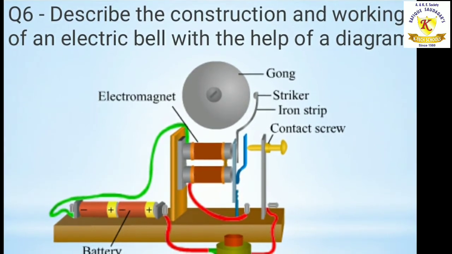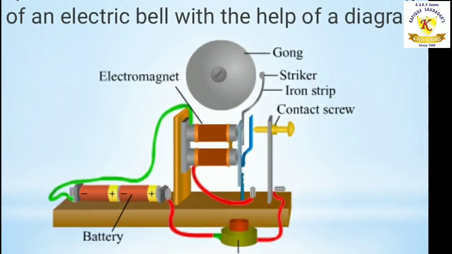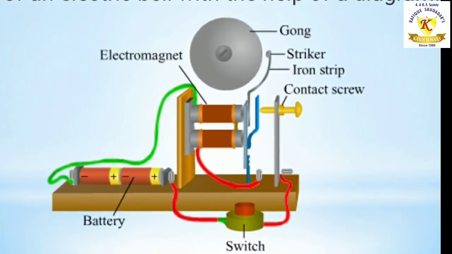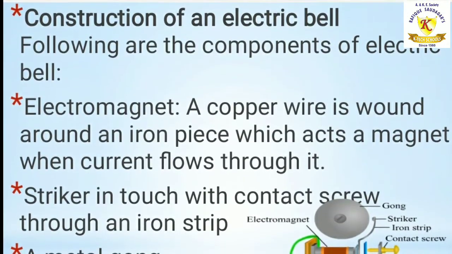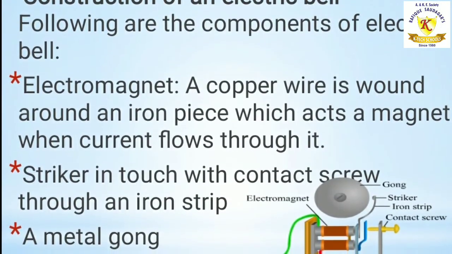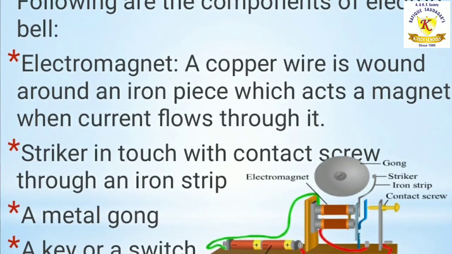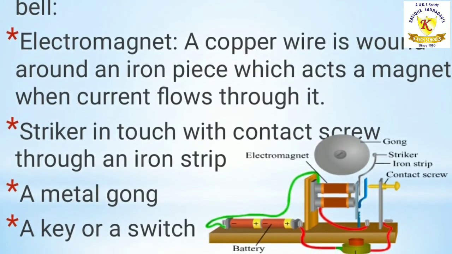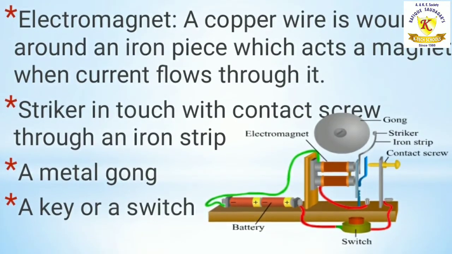Question number 6. Describe the construction and working of an electric bell with the help of a diagram. So this is the diagram of an electric bell which you need to draw. Construction of an electric bell. Following are the components of an electric bell. Electromagnet. A copper wire is wound around an iron piece which acts as a magnet when current flows through it. Striker in touch with contact screw through an iron strip. A metal gong, a key or a switch.